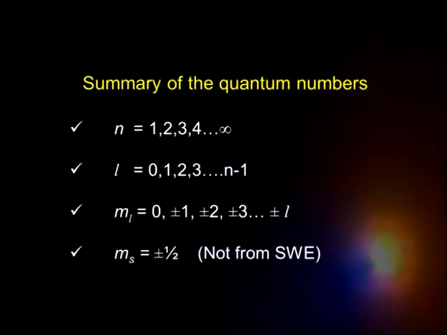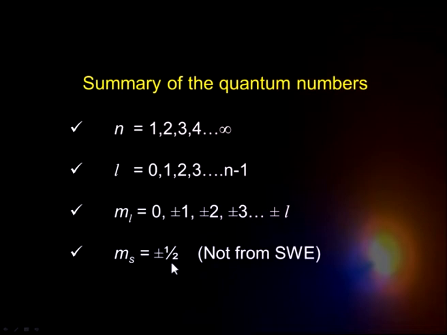Let's understand that. Before we continue, let's put them together so that we can recall that n has a value of 1, 2, 3, 4 up to infinity. l has a value of 0, 1, 2, 3 up to n minus 1, and ml, the magnetic quantum number, has a value of 0, plus minus 1, plus minus 2 up to plus minus l. And in addition to these three, we got one more quantum number which doesn't follow from our Schrodinger wave equation, but has been imposed from outside. That is called the spin quantum number.